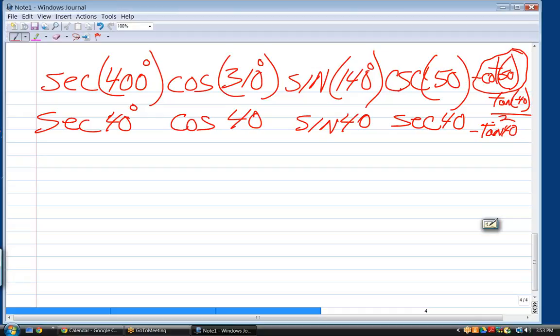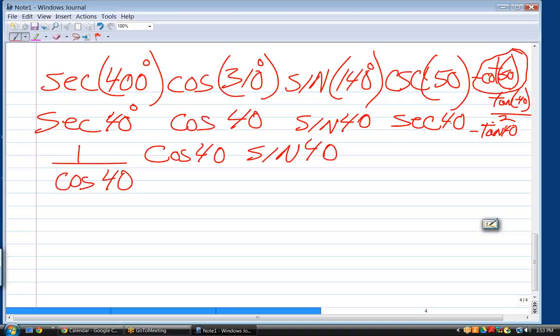We now have everything in 40s. So let's see what this simplifies to. Turn it all into sines and cosines. Okay. So 1 over cosine 40. What's this? Secant of 40? 1 over cosine 40.